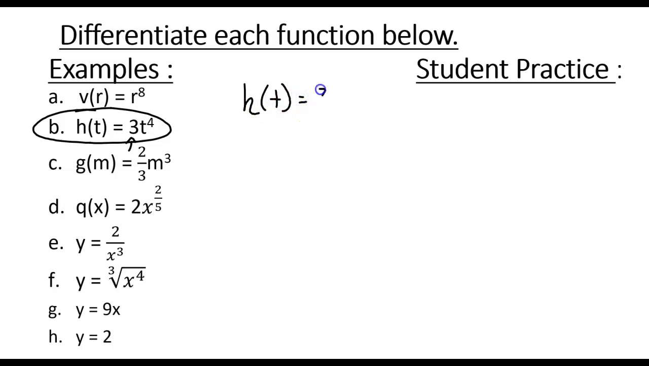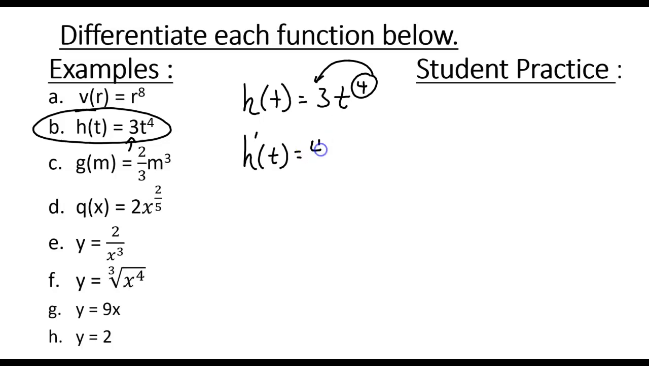So h of t is equal to 3t to the 4th. So how do I find the derivative? Well, I'm going to take my power, and I'm going to make it a coefficient. But uh-oh, there's already a coefficient there. Instead of speaking vaguely, I'm going to change how I say it. This is what we're really doing. Instead of making it a coefficient, we're multiplying it to the front.